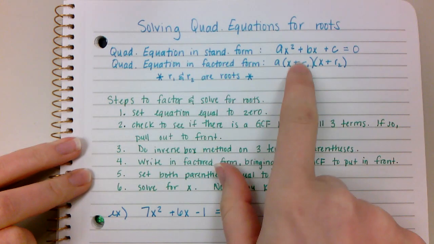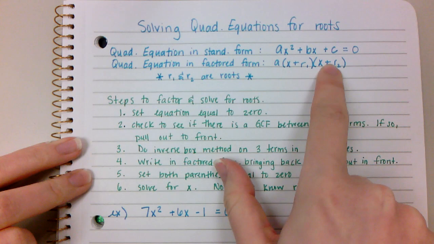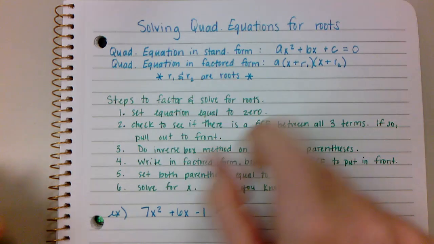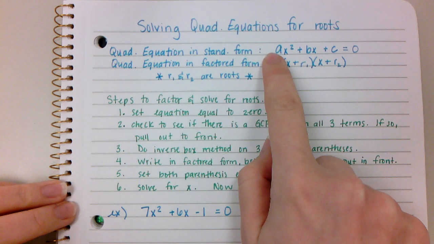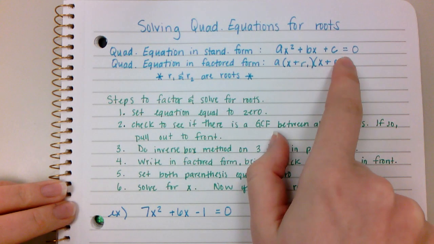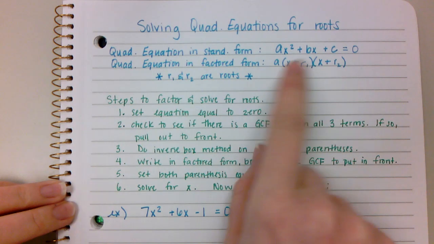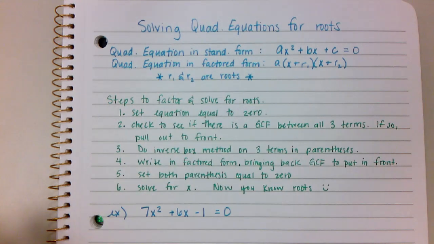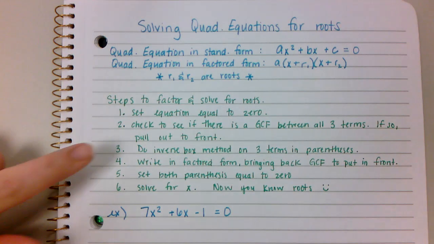Once we factor it, though, that's where we get those two sets of parentheses and our x values are split, and then we have some sort of number there. If you have a GCF, or a greatest common factor, that you can pull out of all three terms before you start factoring, you want to pull that out first. That'll be up front. So here are the steps to factoring and then solving for your roots.